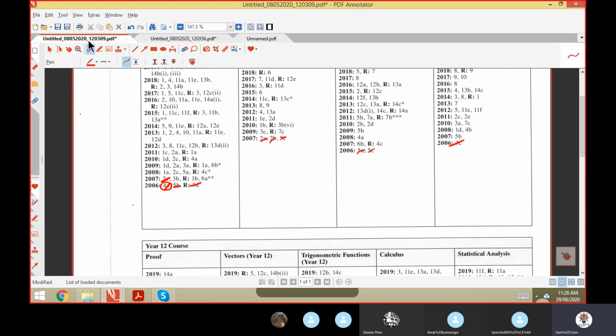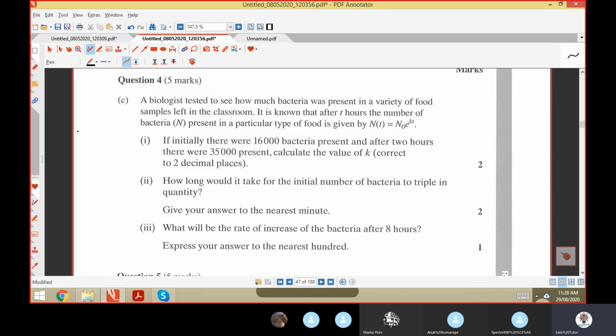I think, yeah, that looks right. 4C, yep, thought so. Exponential growth and decay. 5 marks. Good luck. They're stock standard. These ones here are stock standard. So whatever you see is what you'll get.